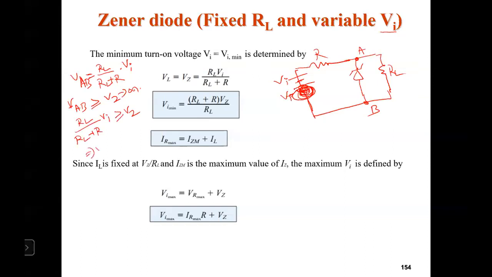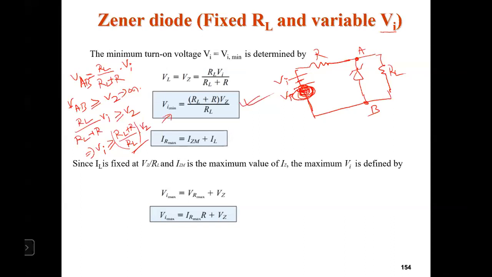This implies Vi has to be greater than or equal to RL plus R by RL into VZ. That means Vi has to be greater than or equal to this quantity, or the minimum value of Vi should be this much. So that's why it is written in this line that Vi minimum equals RL plus R by RL into VZ. Okay, all of you got this one?